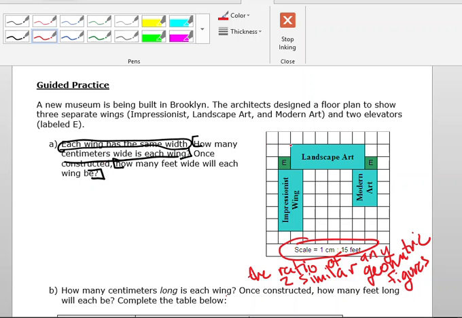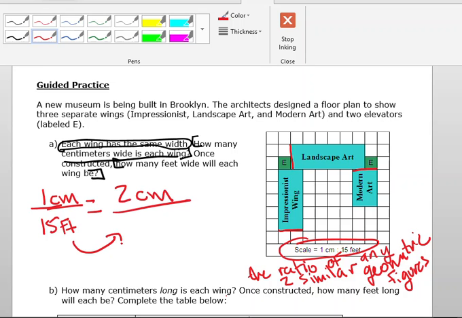If my width here is 2 centimeters, 1, 2, I have 2 centimeters here, they're all the same width, 2 centimeters. Okay, so my width is 2 centimeters, and I'm given a scale of 1 centimeter is equal to 15 feet. So if I know, let me rewrite this. If I know that 1 centimeter is equal to 15 feet, I need to make sure that I have a correct ratio here. 2 centimeters is going to be equal to what?